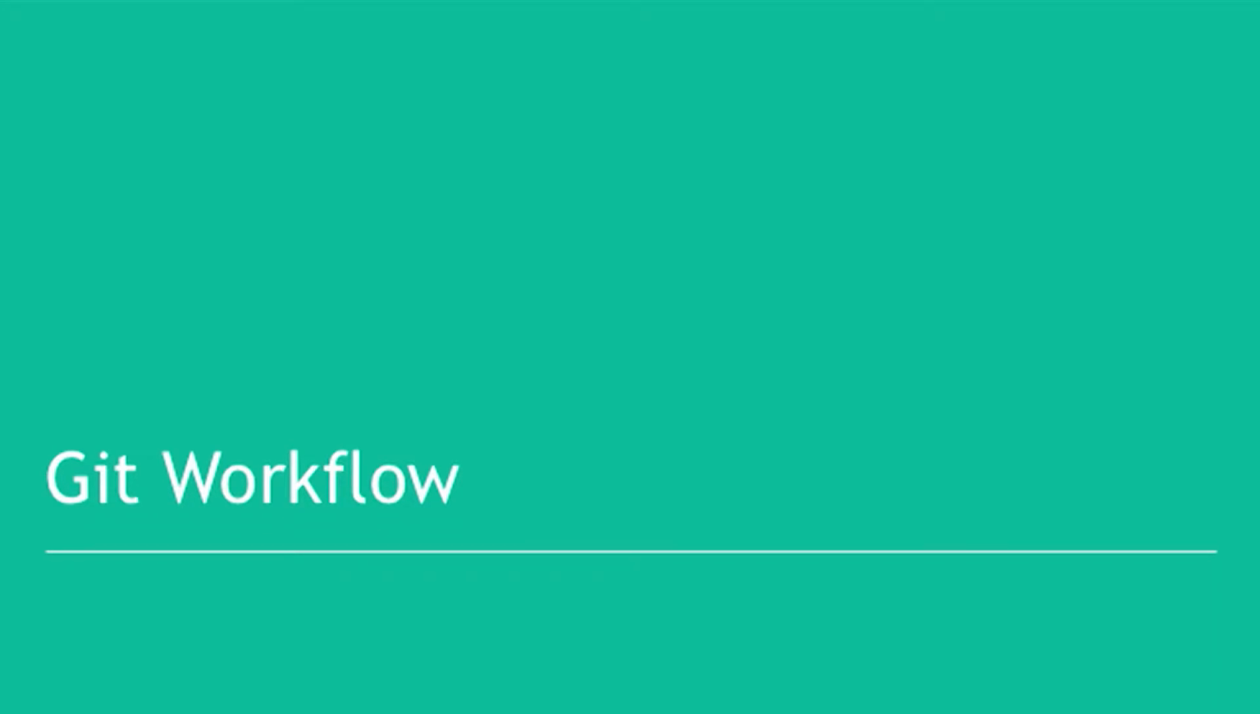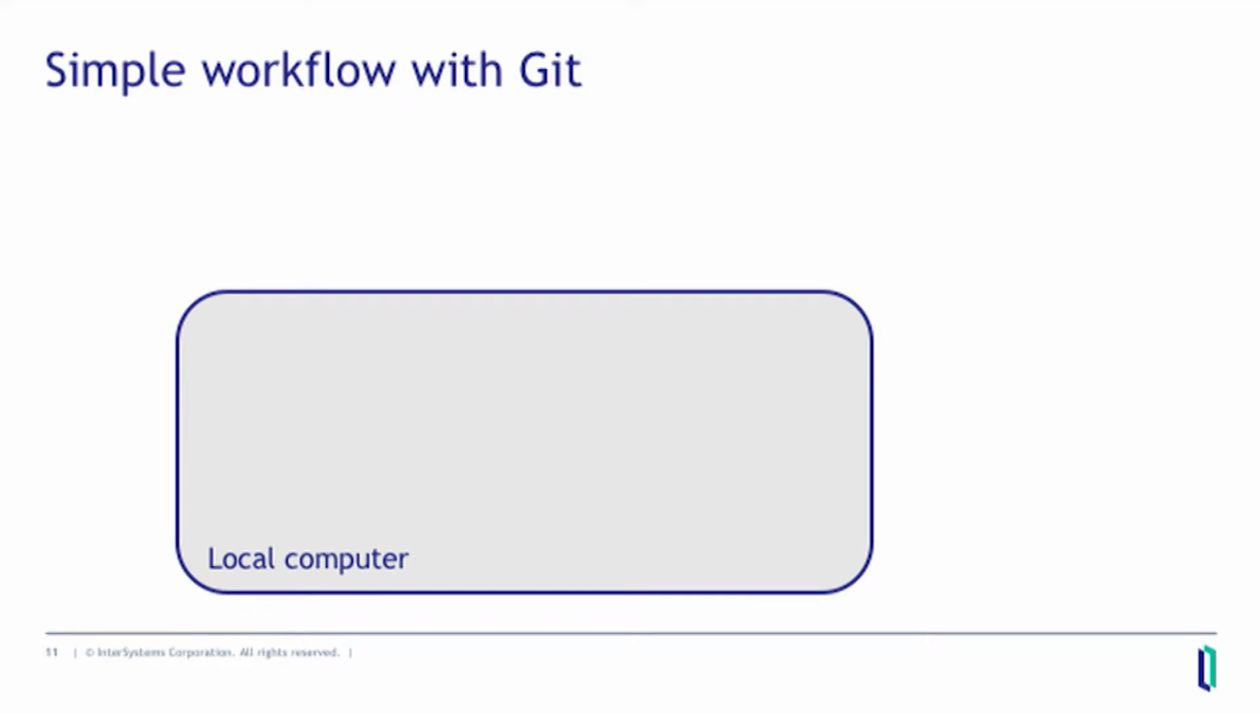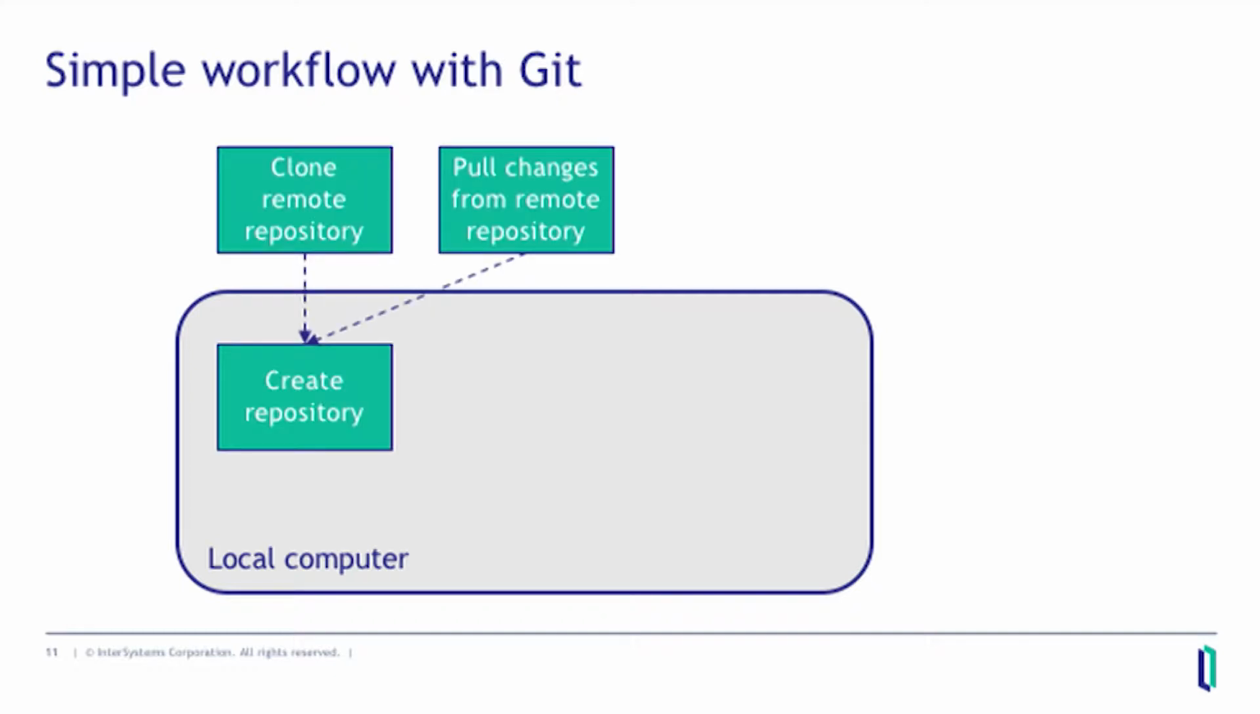Now, what do you actually do when you're working with Git? I'm going to start with the simplest workflow with a local Git repository. You are starting on your local machine where you create your first local repository. You can start with an empty repository, or you have the option of cloning an entire remote repository or just pulling some pieces of some remote repository to get started.